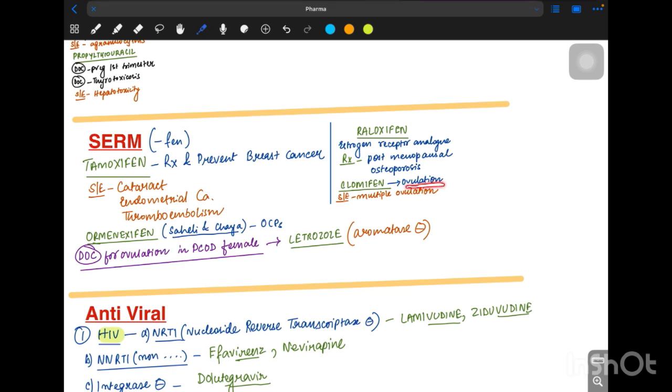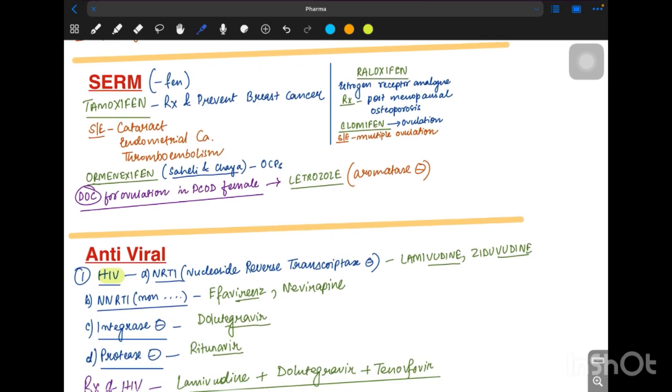Clomiphene is used for ovulation. What is the side effect? It causes multiple ovulation, which can result in multiple pregnancy. Now, what is the drug of choice for ovulation in PCOD female? The drug of choice for ovulation is always letrozole, not clomiphene. In PCOD we have to use aromatase inhibitors, and letrozole is an aromatase inhibitor.